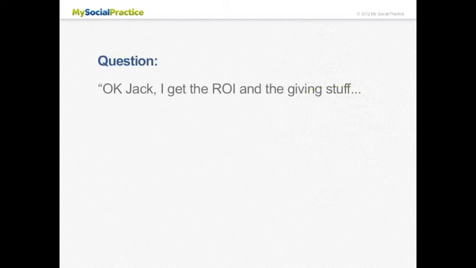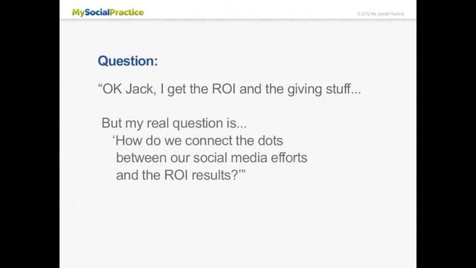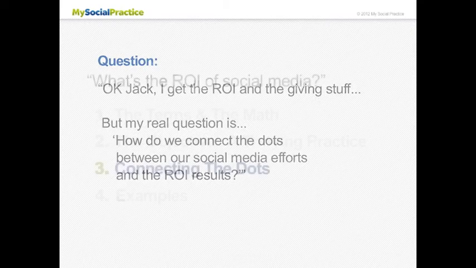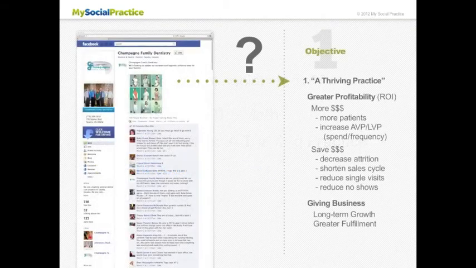So you might be asking yourself, okay, I understand the ROI and this part about being a giving practice, but my real question is, how do we connect the dots between these efforts in social media and the return on investment in my practice? The third discussion is entitled Connecting the Dots. In other words, how do the actual tactics and activities on Facebook, on your blog, on Twitter, and YouTube, how do those actually directly contribute to the objective? How do you connect those dots?